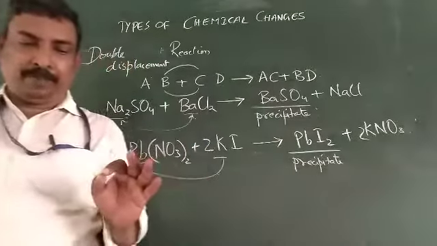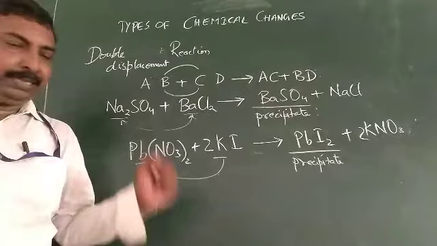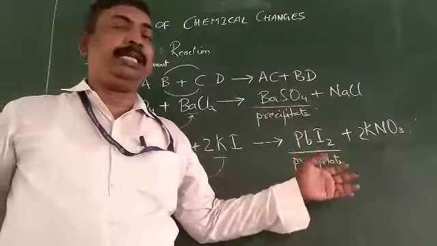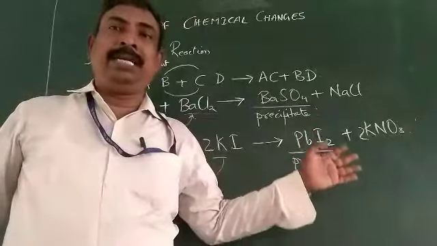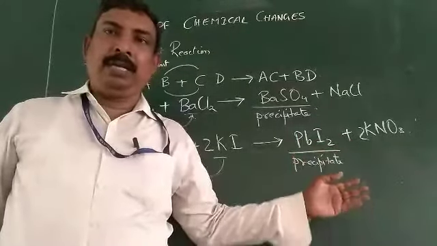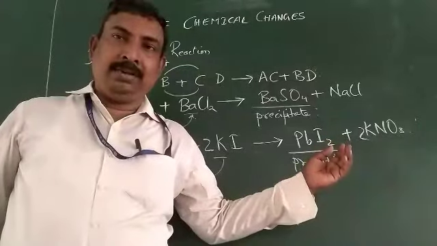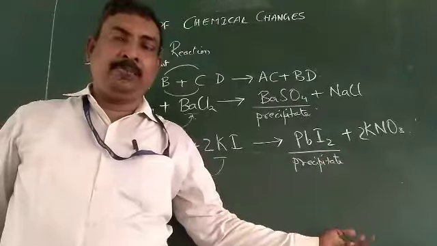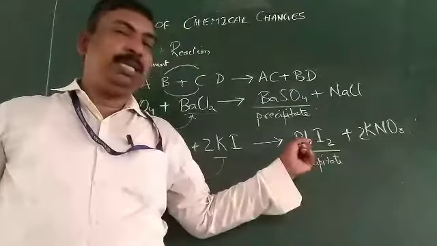These reactions are sometimes also called precipitate reactions when one of the products is a precipitate. What is a precipitate? An undissolved substance which settles down at the bottom of the beaker or the bottom of the test tube. That is called a precipitate. Here which one is the precipitate? Lead iodide is the precipitate. Okay?